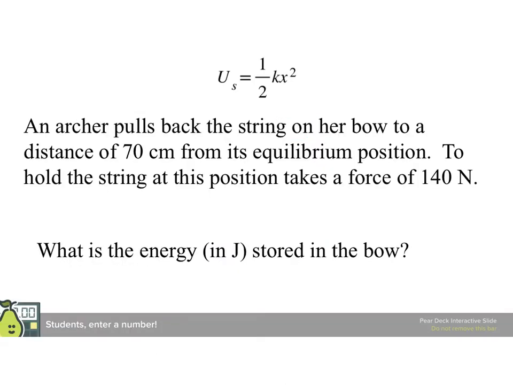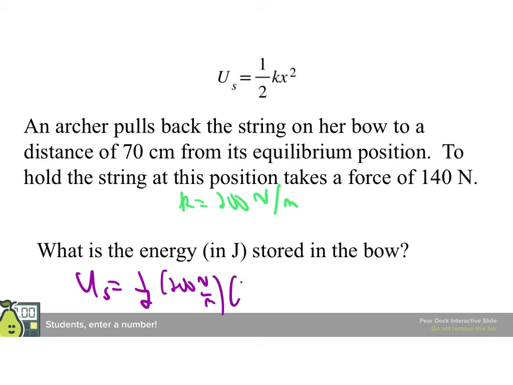So, same archer pulling back the same string, so we know we have figured out that k is 200 newtons per meter, and we can use that. And we ask, what is the energy stored in the bow? That's pretty straightforward. The energy stored in the bow is 1/2 times the 200 newtons per meter times the 0.7 meters quantity squared, which turns out to be 49 joules. A reasonable amount of energy, but not particularly huge.